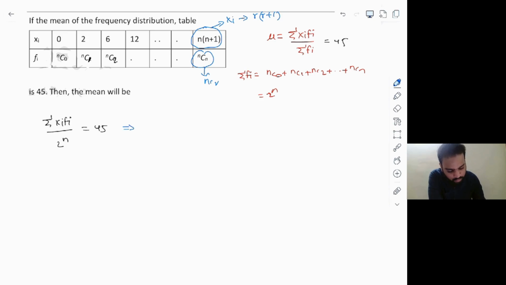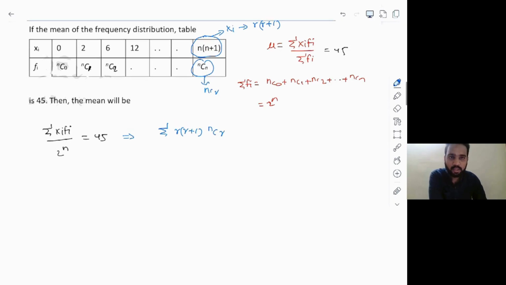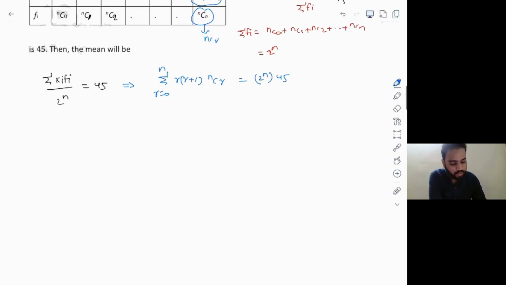So this implies sigma of xi, which is r into r plus 1, multiplied by fi, which is nCr. And also you need to know the starting and the last terms. That is the r values. So r starts from 0 going up to n, that is r = 0 to n, and the whole divided by 2 power n, and I'm going to cross multiply that, which will give me 2 power n into 45. Okay, now let us see how to simplify this one.